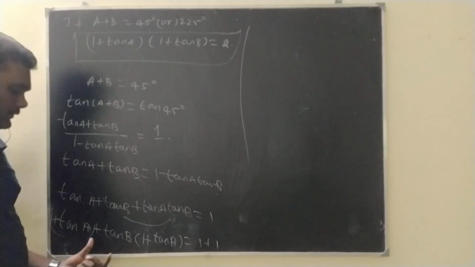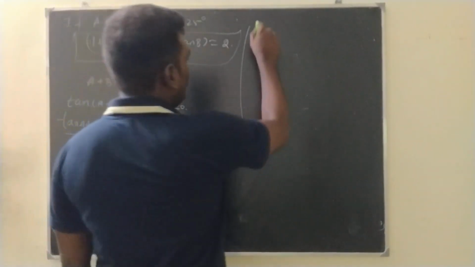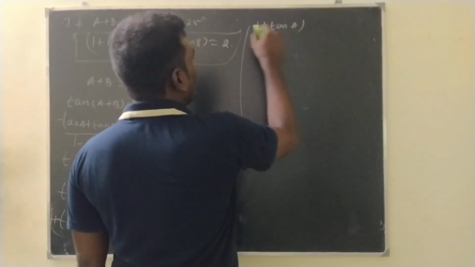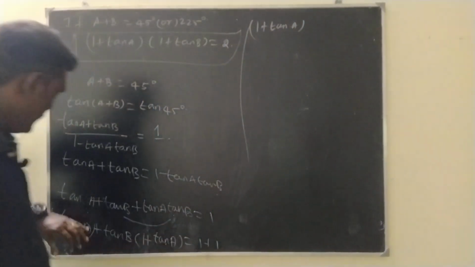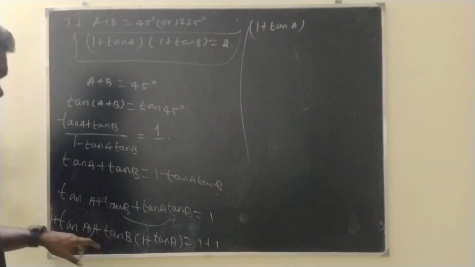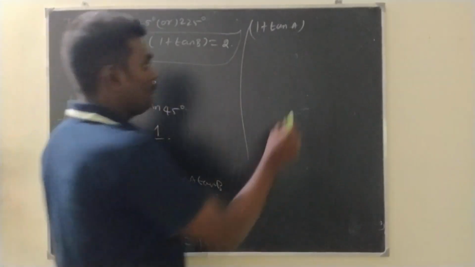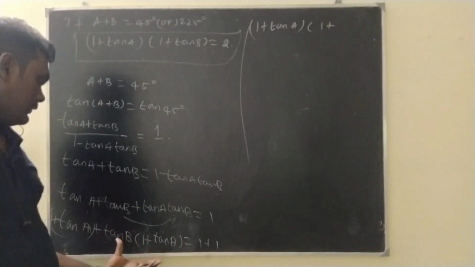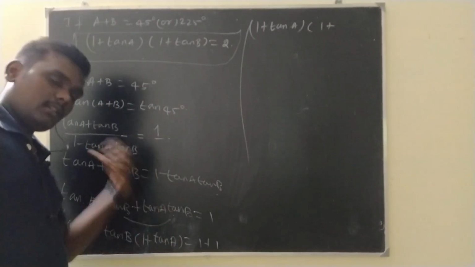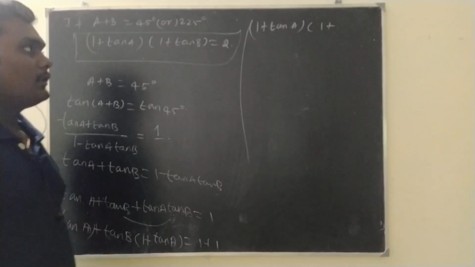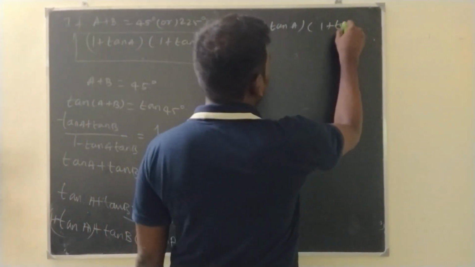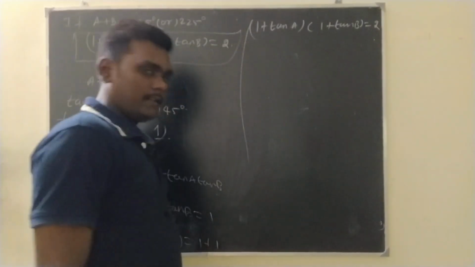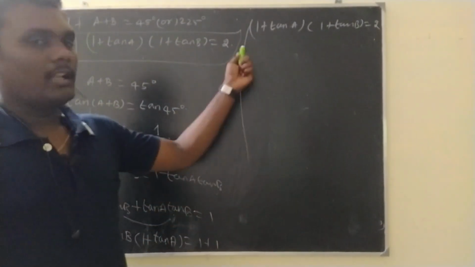From these 2 terms, what is the common thing? 1 plus tan A, we can take it out common. Then the remaining: if 1 plus tan A goes from here and here, 1 will be staying. So 1 plus, and from this term, the bracket 1 plus tan A alone goes out, then tan B alone remaining. (1 plus tan A) into (1 plus tan B) equals 2. 1 plus 1, that is 2. That is all. This is one identity.